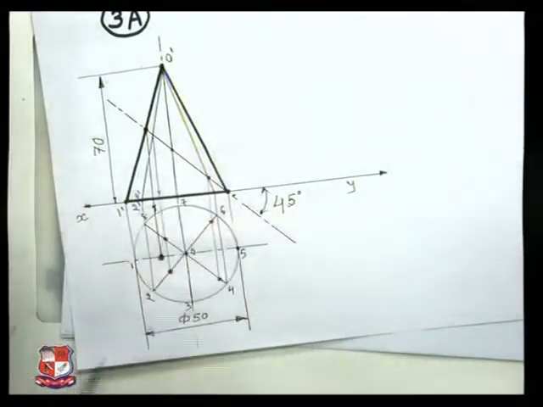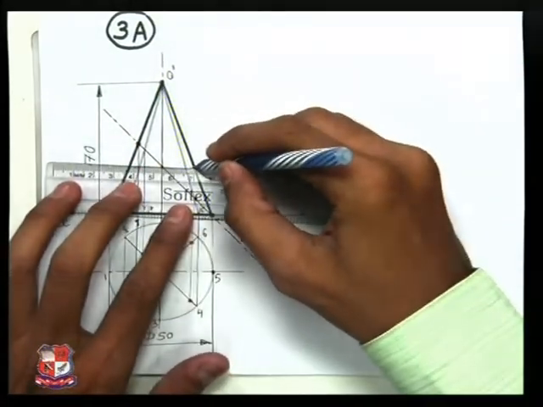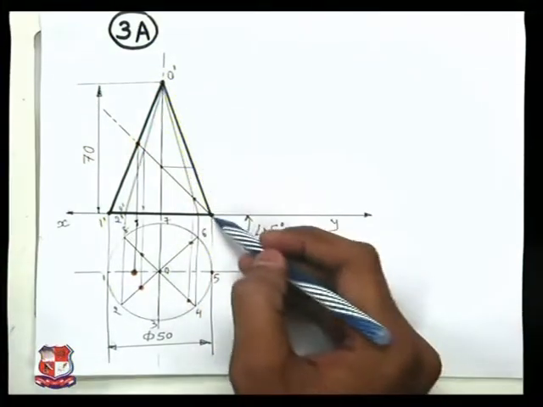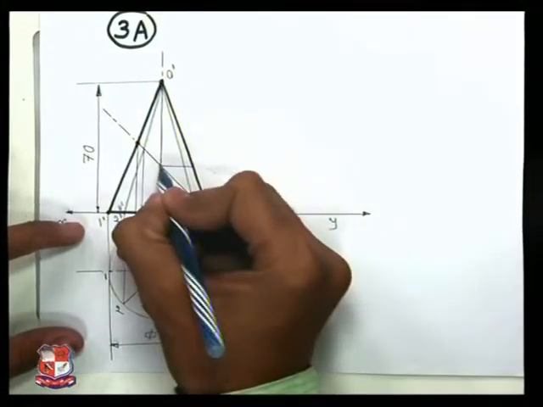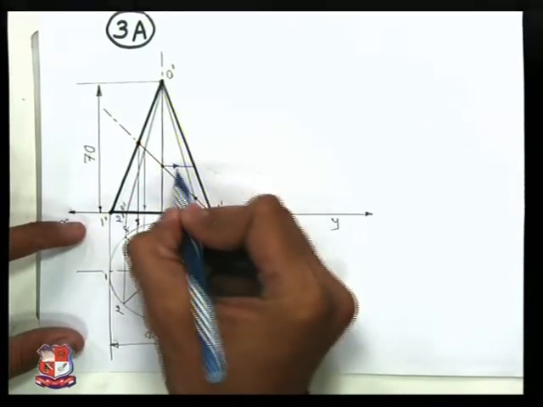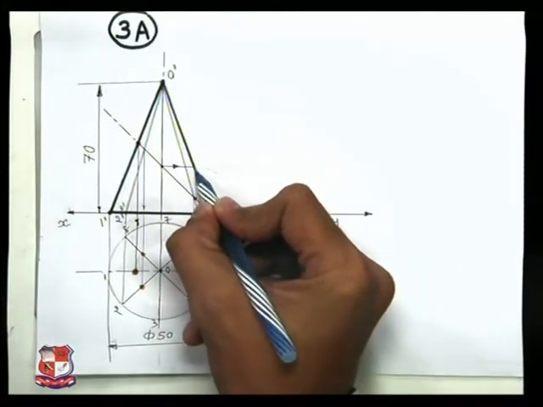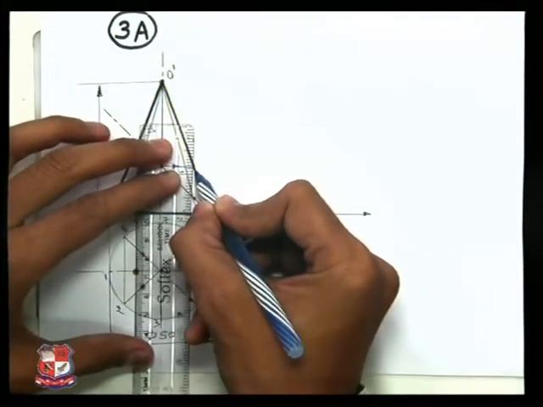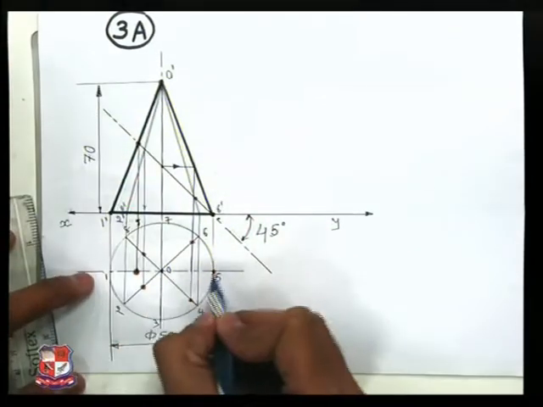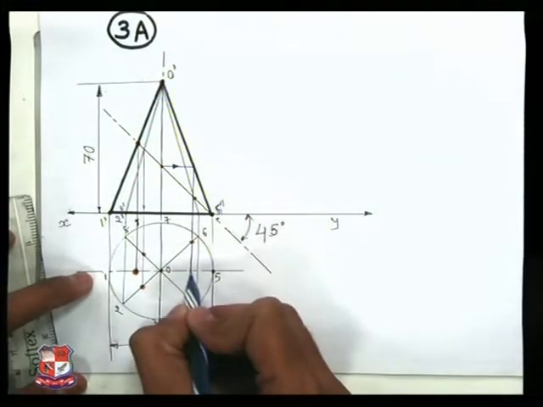To find out the position of that point, we transfer its front view to the true length like this. From here, draw straight vertical line, because O dash 6 dash is the true length of the generator. So from this point, draw horizontal line up to true length on this side. From that, draw straight vertical line in downward direction like this, and this straight vertical line will cut O5, this is 5 dash, O5, that is true length in top view at this point.